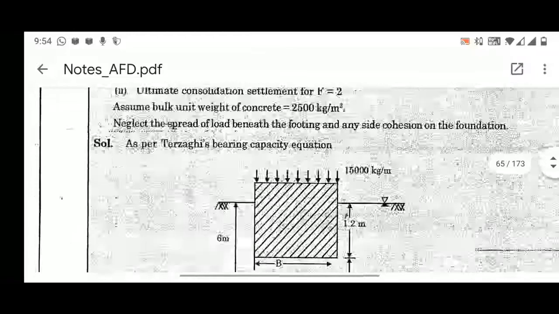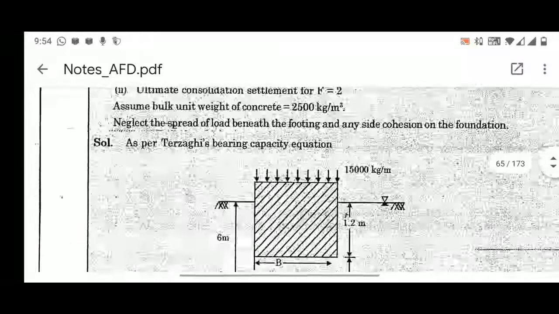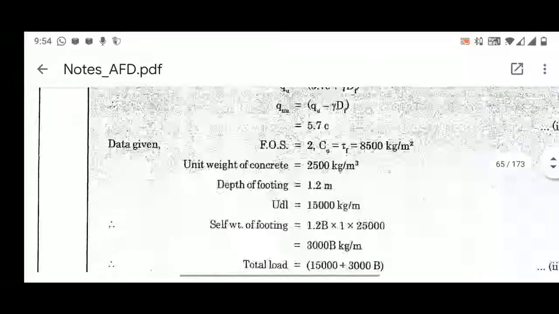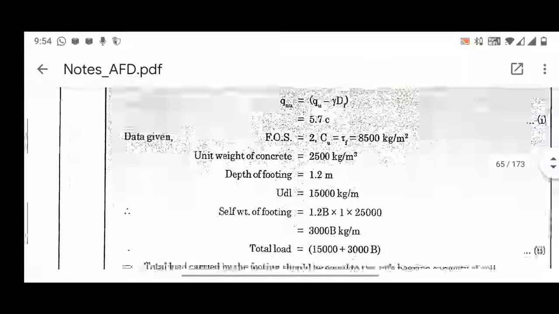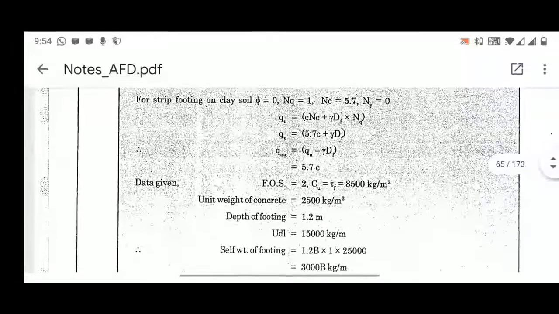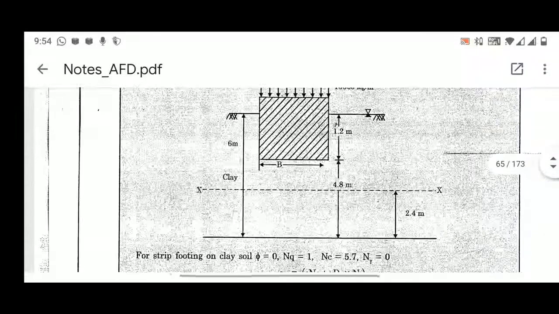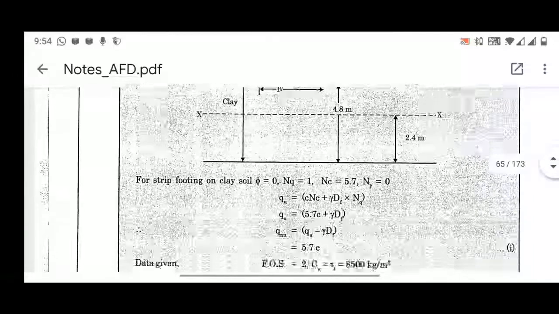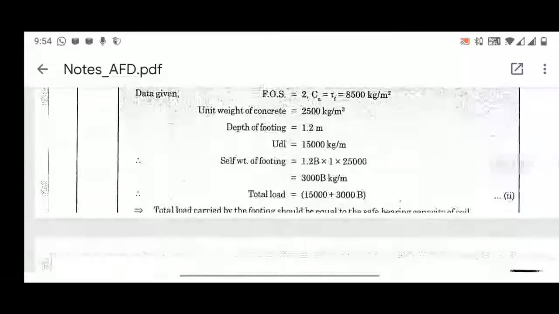So we have to consider this distributed load of 15,000 kg per meter. Now self weight of footing, how will you obtain the self weight of footing? 1.2 is the depth of footing at which it is laid, multiplied by width, that is the area of the footing, right? Multiply by 1. Why have they multiplied by 1? They are considering the unit length, right?